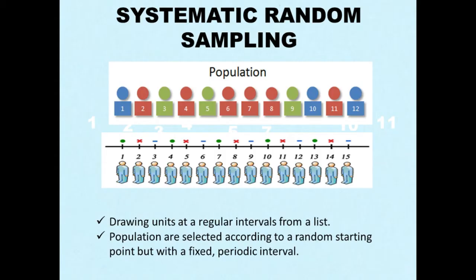Halimbawa, ang interval ay 5. Then bibilang ka ng 5, 1, 2, 3, 4, 5. Then yung pang-5, siya yung magiging respondent mo una. 1, 2, 3, 4, 5, siya yung next. 1, 2, 3, 4, 5. Ayan, hanggang makabuo ka kung ilan yung kailangan mong gather na respondents.